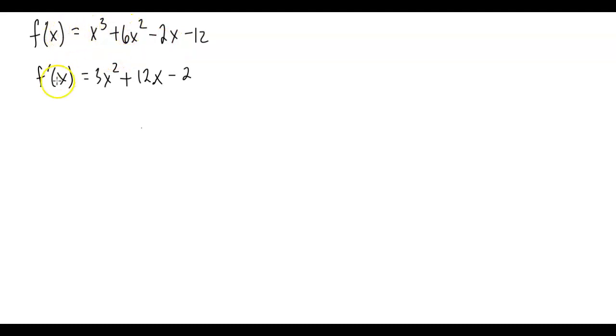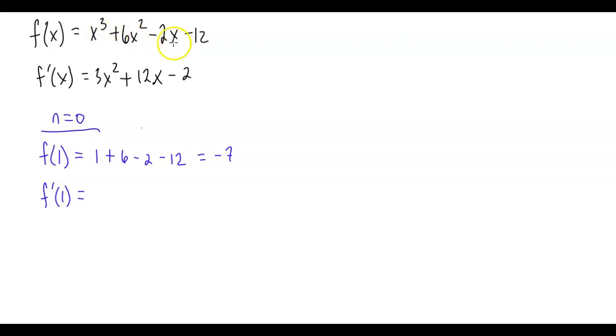So I have my function f and my function f prime. When n is equal to 0, I'm just going to evaluate my function at 1 and evaluate the derivative of the function at 1. If I plug in 1 here, I get 1 plus 6 minus 2 minus 12, and I end up with minus 7 when I plug in 1 everywhere I see x. For the derivative, I get 3 plus 12 minus 2, and that gives me 13.